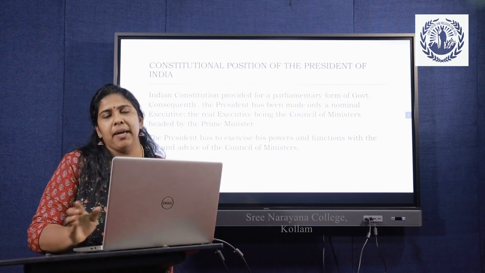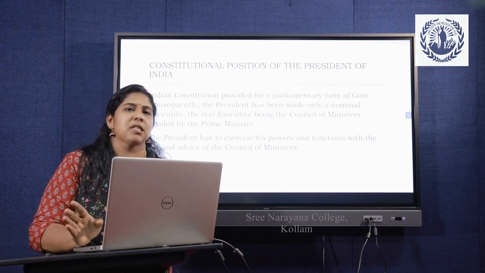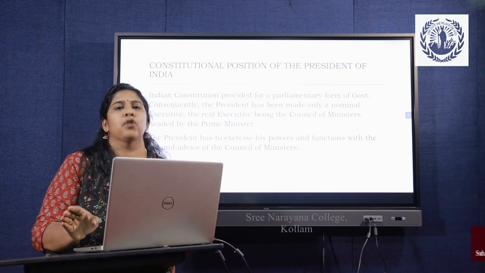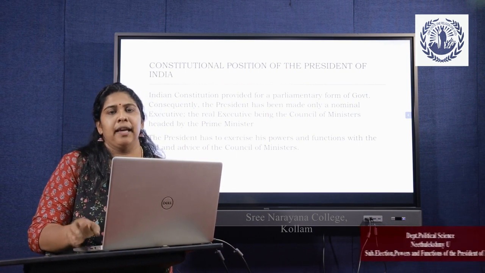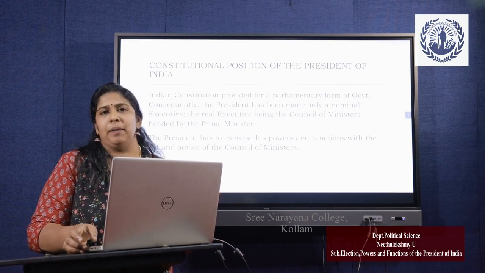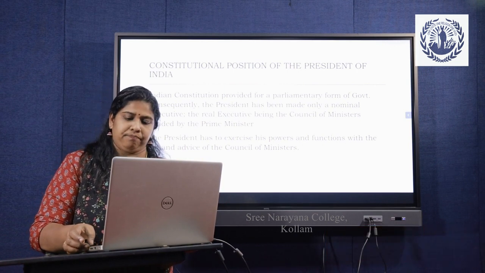But when we compare the rights, functions or powers of the President and Prime Minister, we can see that in actual practice, the real executive is the Prime Minister of India. And so we can call the President of India a nominal executive, and the real executive the Prime Minister of India, because India is a democratic country.